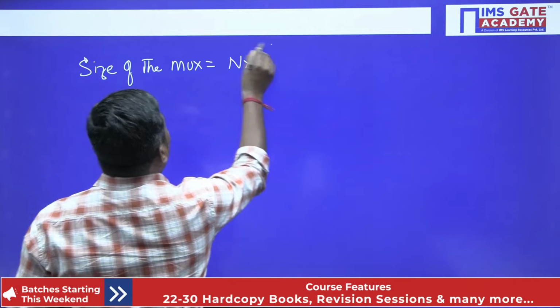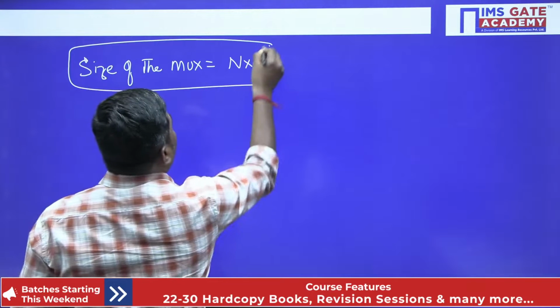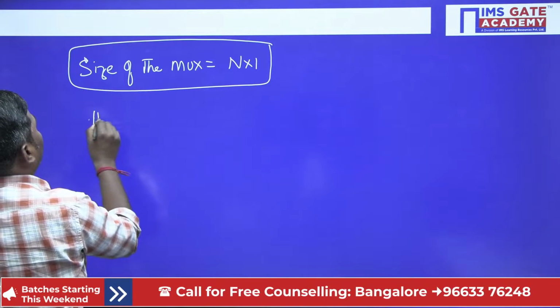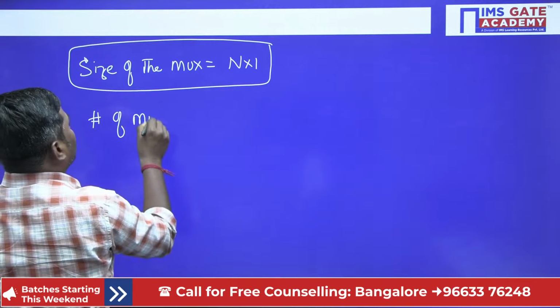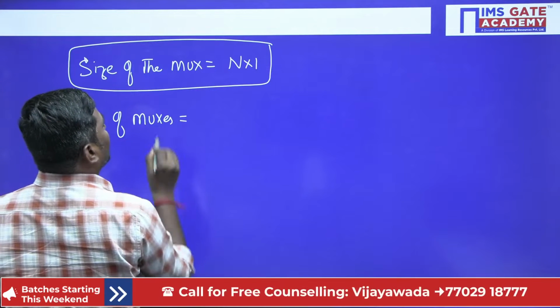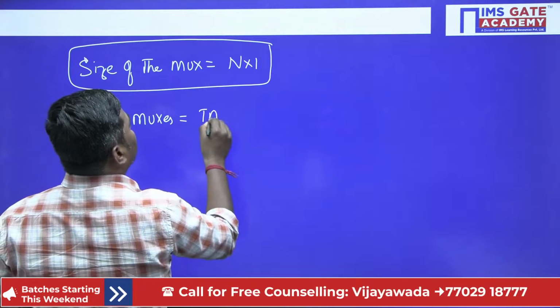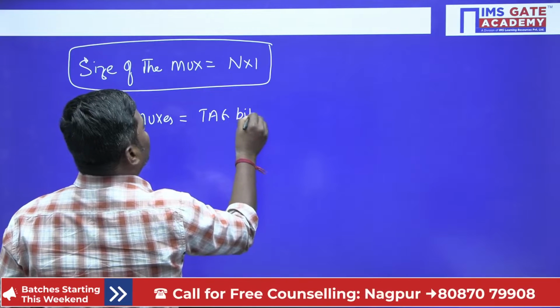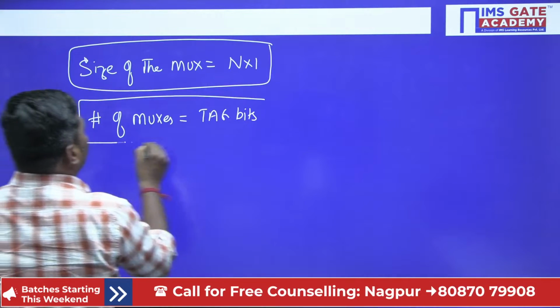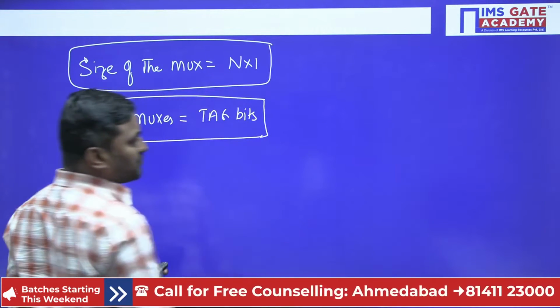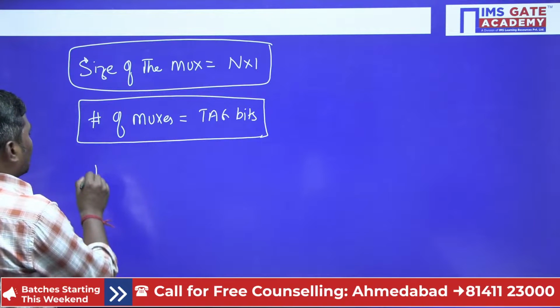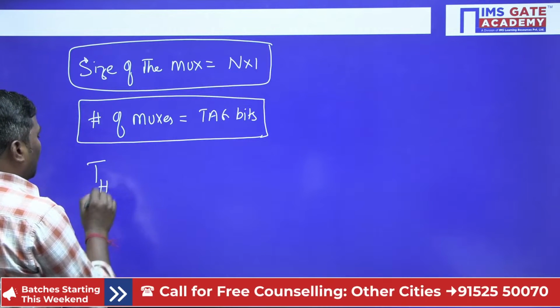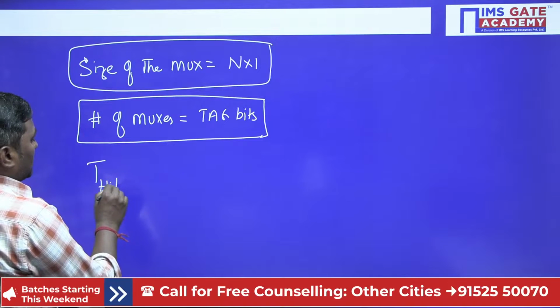What is n by 1, where n is the number of cache blocks? Next, the number of multiplexers required equals the number of tag bits. All of you need to note this. Important things here.